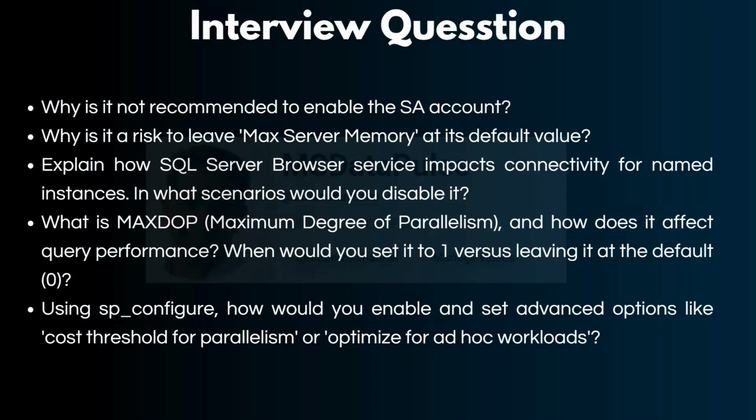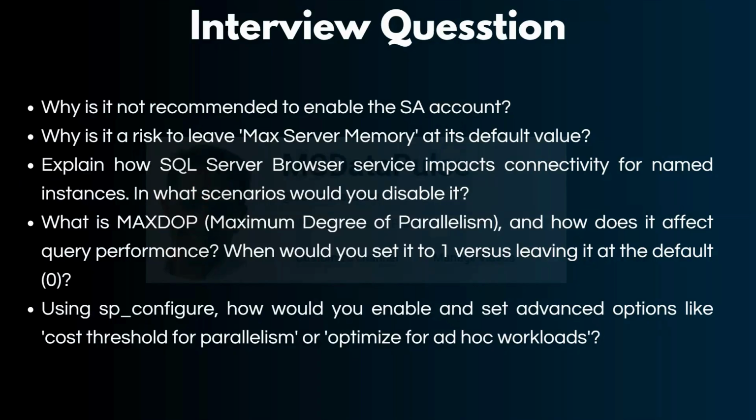So if you keep it 0, it means you are allowing all the available cores to be used by the query. And if you keep it 1, it means you are allowing only one core per query. It simply means disabling parallelism. Next is using sp_configure. How would you enable and set advanced options like cost threshold for parallelism or optimize for ad hoc workloads?